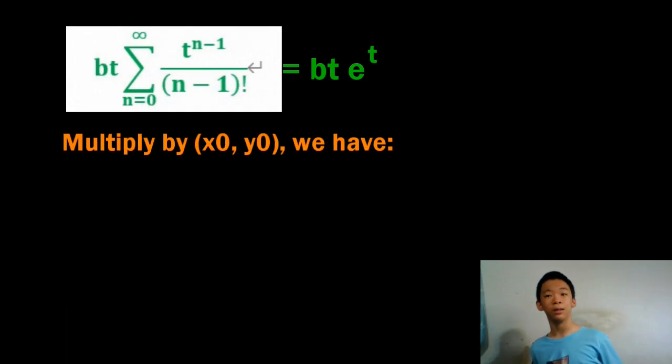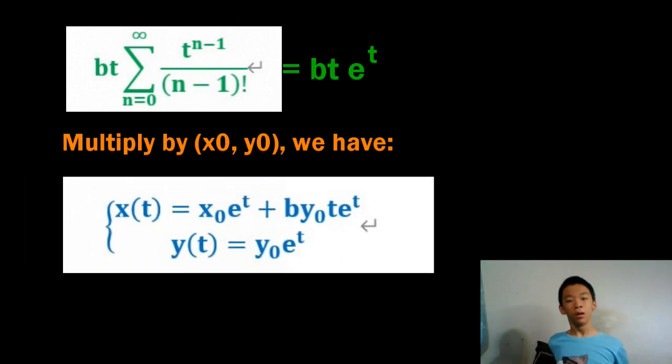Finally, multiply in the x naught, y naught, and we have our solution. The graph of the solution isn't as clean as the first case, but it is a decent solution nevertheless.